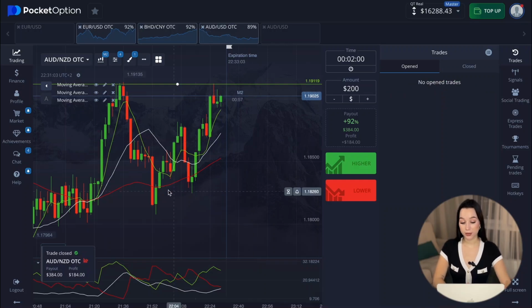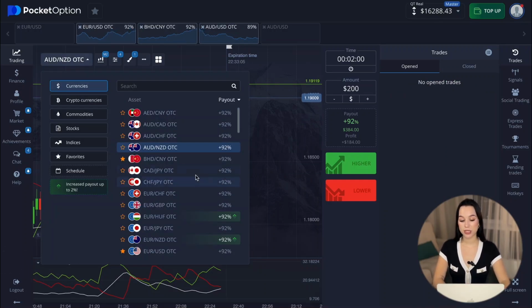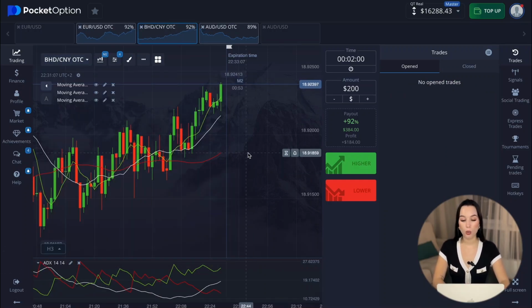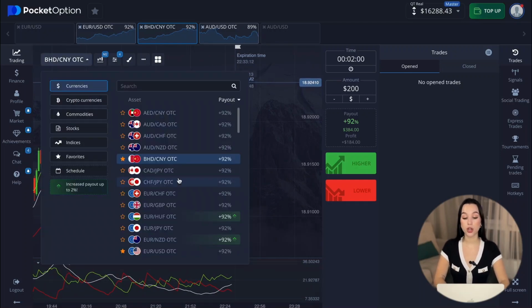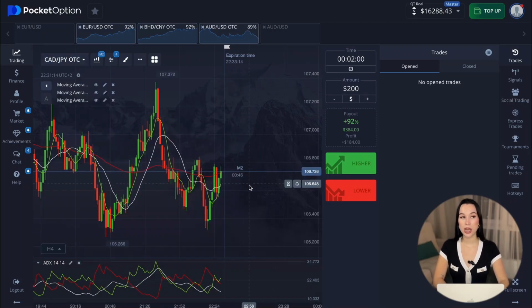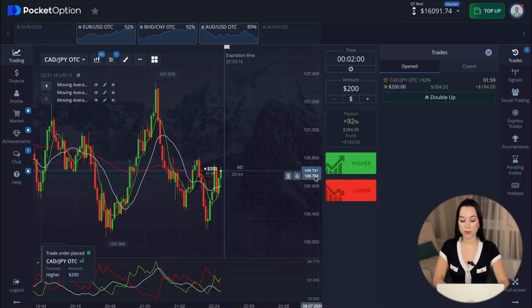Yeah, guys, we had a profit, as I told you. The market is really unpredictable, and we just can't know where our chart will go. Of course, we can analyze that, we can predict the future movement of the chart, but we will not be sure about this for 100%. So here I open a position for $200 up for 2 minutes.